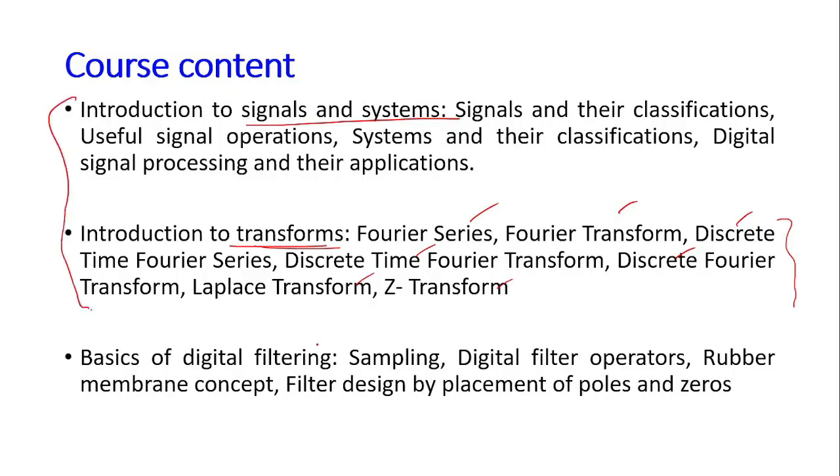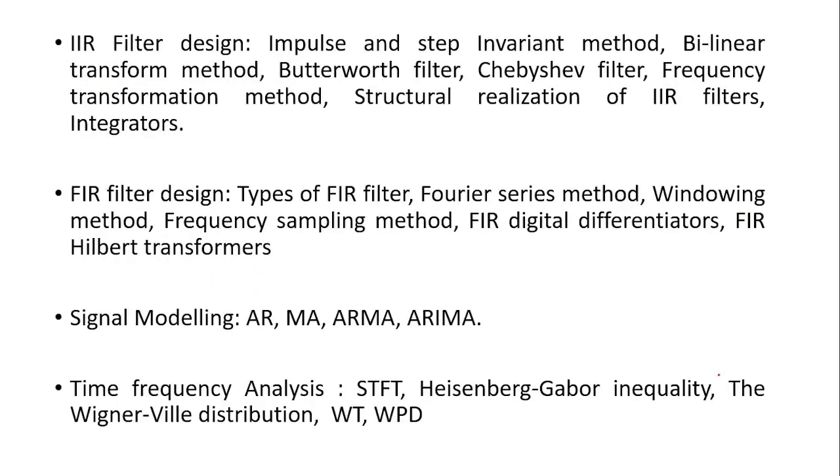Over here, we will first discuss the basics of digital filtering. Okay. So there we will discuss sampling, digital filter operations, the rubber membrane concept, and filter design by placement of poles and zeros. Then filters can be of two types: IIR filter and FIR filter. IIR means infinite impulse response filter, whereas FIR means finite impulse response filters.